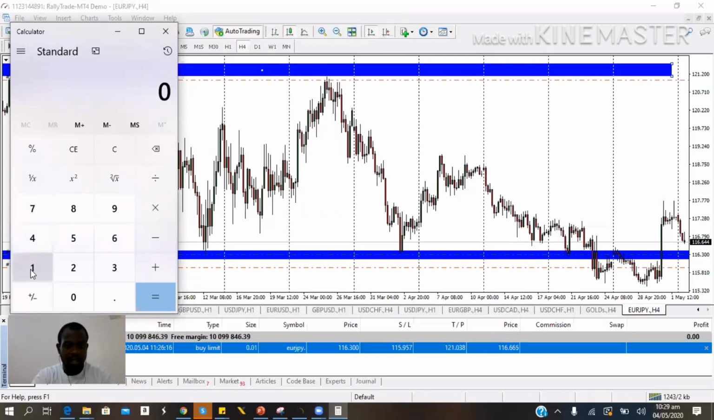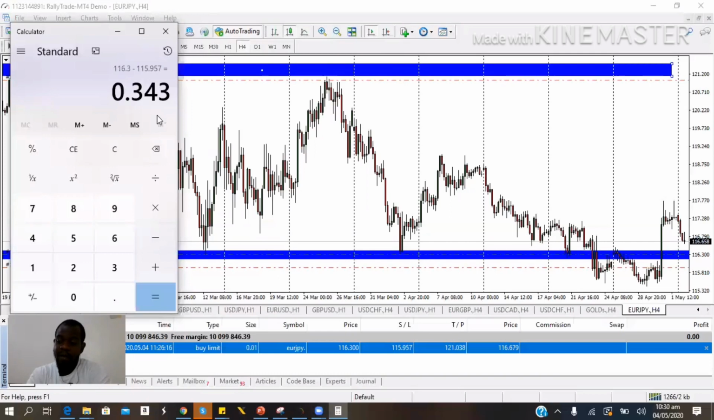So the difference, our entry price is 116.300 minus, let's see how much we are risking for the stop loss. The stop loss, 115.957. So we are risking, remember, this is where the 10 starts from. So we are risking 34.3 pips. That's what we stand to lose as our stop loss.